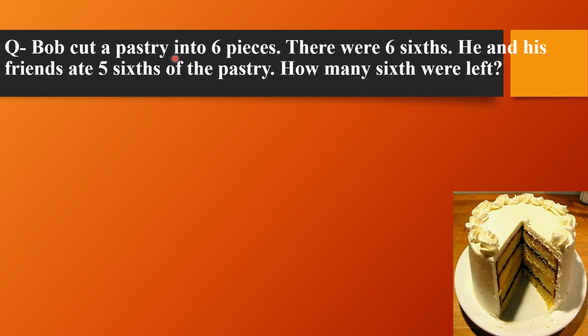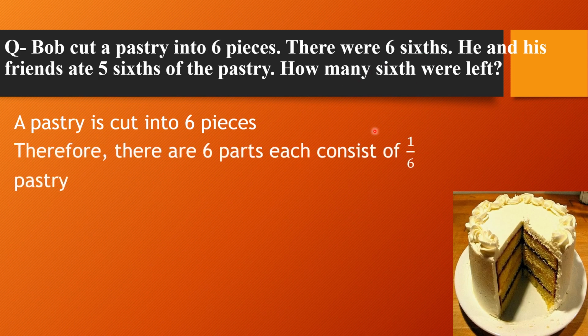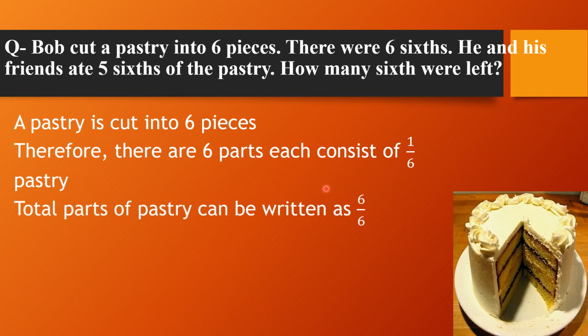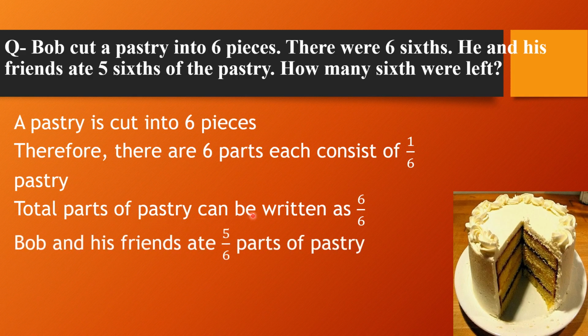So Bob cut a pastry into 6 pieces. We can say that a pastry is cut into 6 pieces and there were 6 sixths. It means each piece is 1 by 6 of the pastry. And he and his friend ate 5/6 of the pastry, which means 5 by 6. The total parts of the pastry can be written as 6 by 6 also. Now we need to find out how many sixths were left.